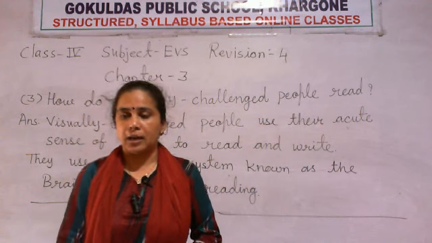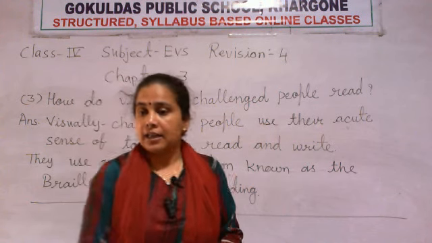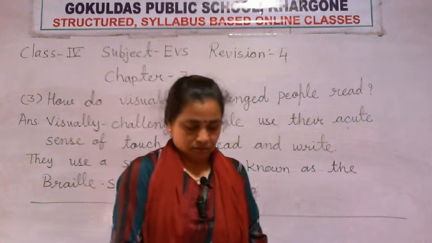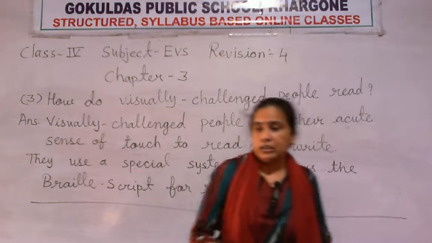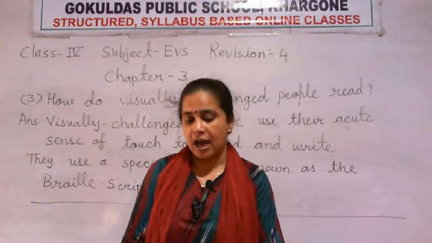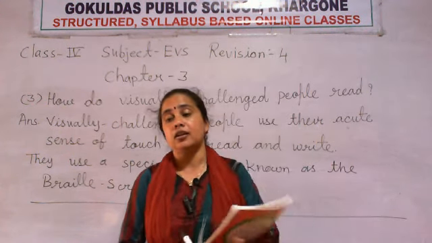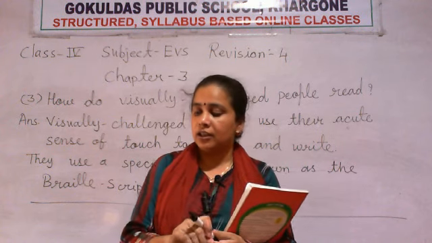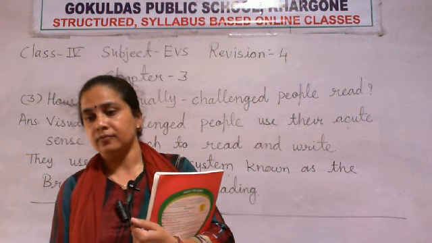We wrote all types of questions: true, false, match the column, answer in one word, question answer, and fill in the blanks. We completed all types of questions related to this chapter. Now our revision number 4 is finished, and we also finished our revision of chapter number 3. So you learn all the questions of this chapter for the examination.